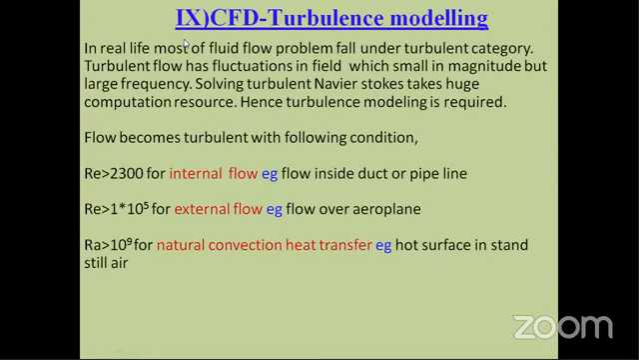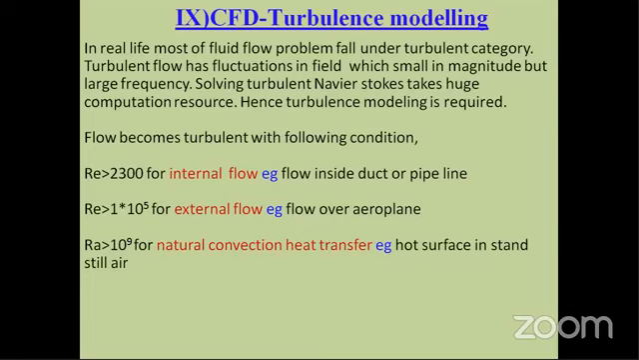In real life, let us move to turbulence modeling. Please understand, in mechanical engineering, most of our applications fall under the category of turbulence. So let us see what turbulence is. Turbulence is the continuous fluctuation of flow properties like pressure and velocity. These fluctuations we cannot sense with a normal instrument, but with a sophisticated instrument like a hot wire anemometer, we can see that there is fluctuation of velocity and temperature.